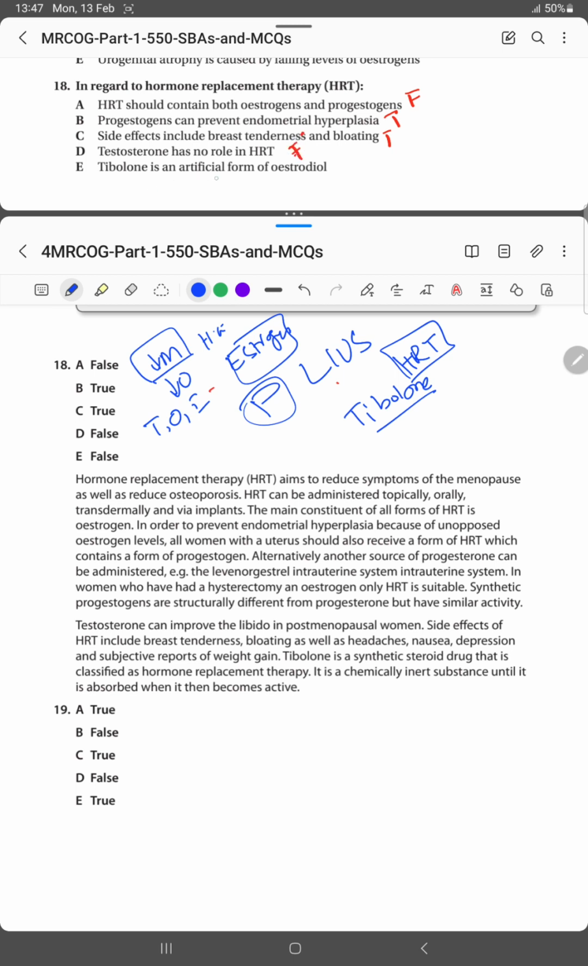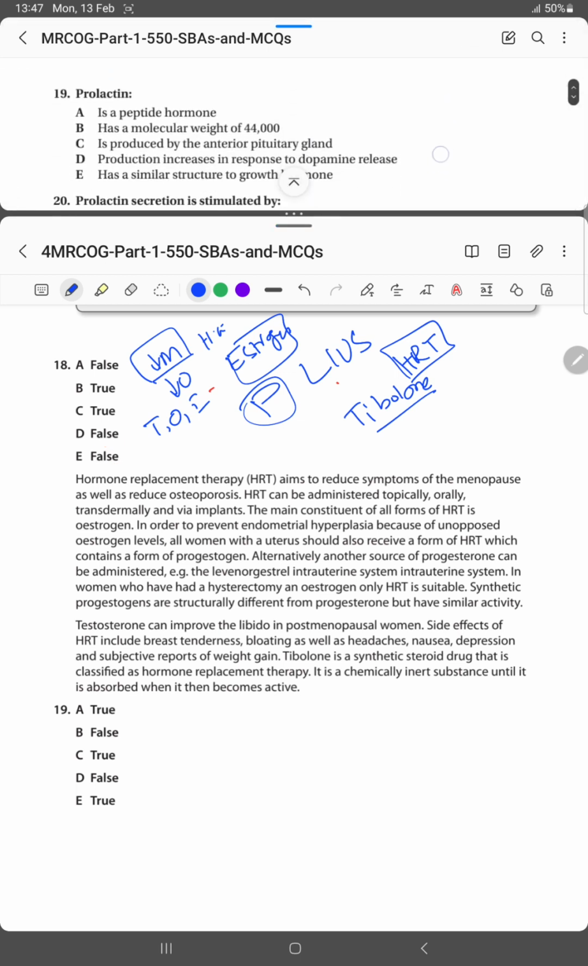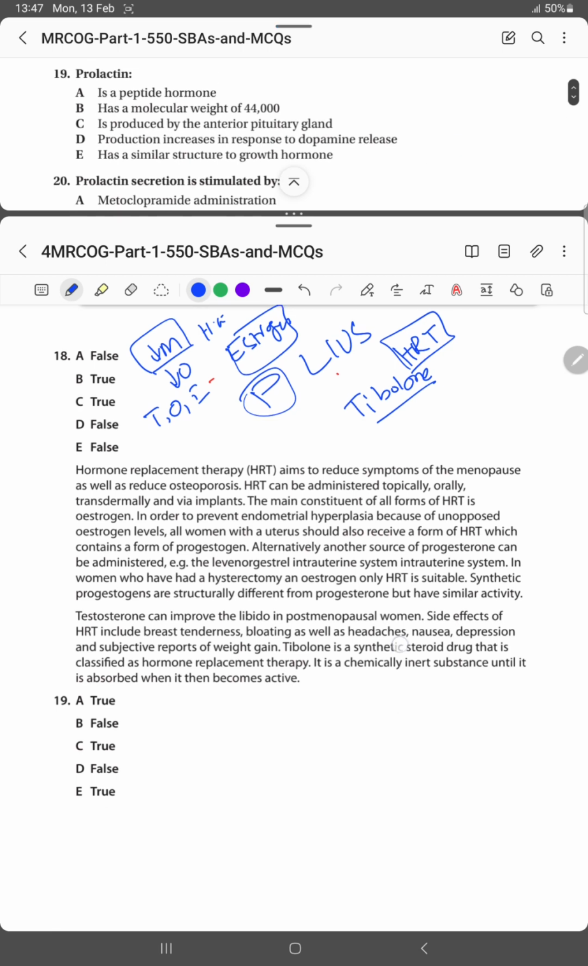Tibolone is an artificial form of estradiol. It is basically a synthetic steroid drug, and it is a chemically inert substance, but when it is absorbed then it becomes active. So according to me, that option should be true, but here it is false. Let's see why it is false here. Okay, now let's move to the next question, question number 19, and it is about prolactin.